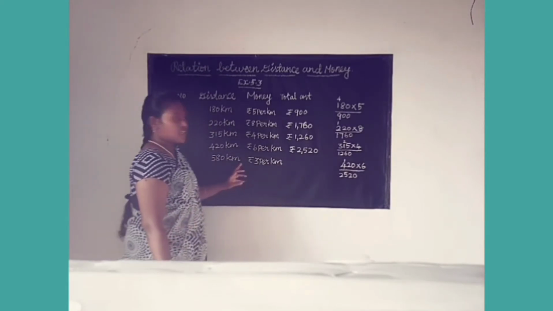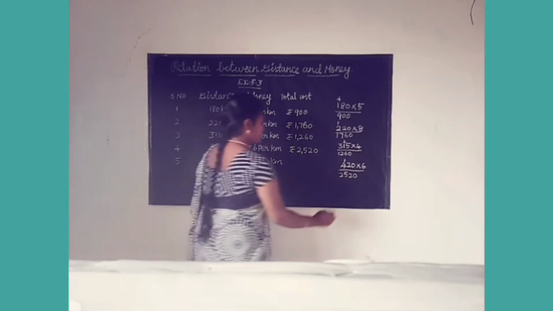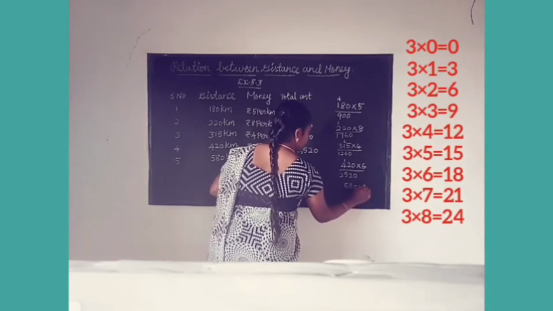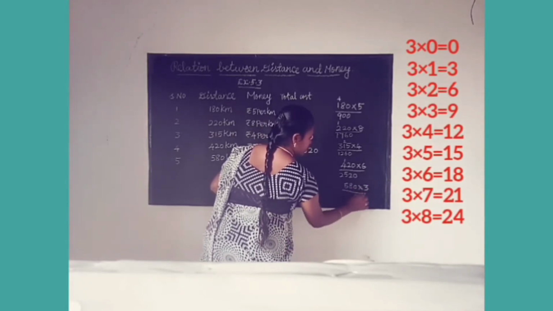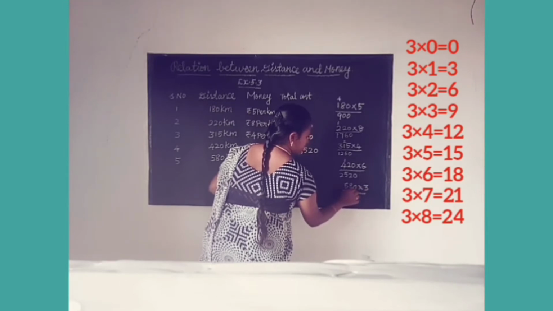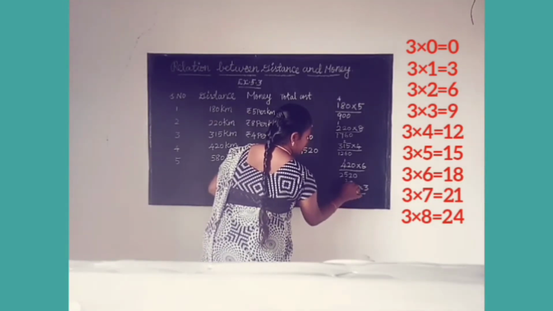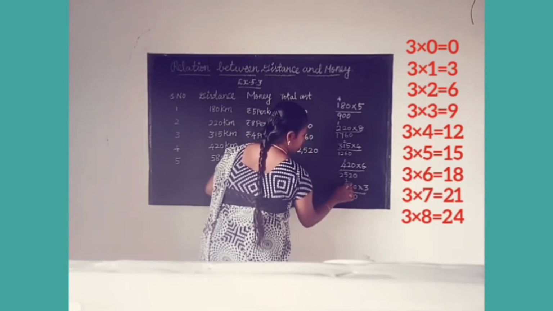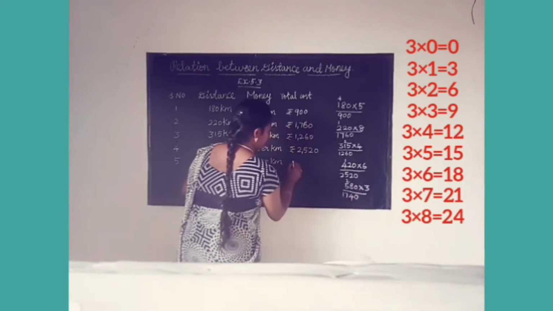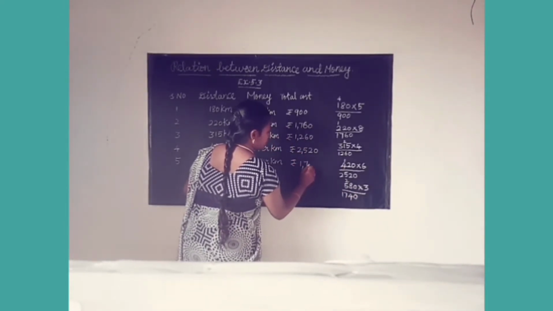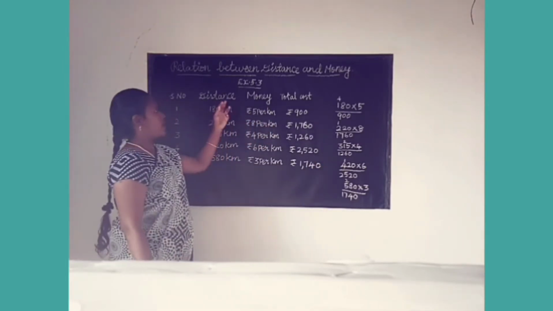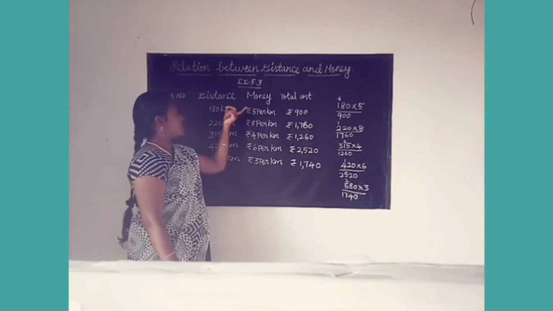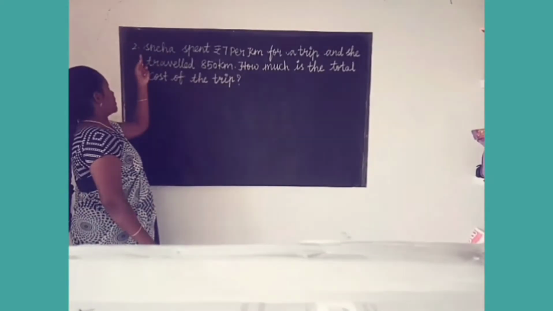Next one, 580 kilometer, money value rupees 3. Now multiply the value 580 into 3. 3 into 0, 0. 3 8s are 24, carry 2. 3 5s are 15, 15 plus 2, 17. So the value is 1740. So distance value and money value is given means we have to find the total cost, multiply these two values. See the second question.